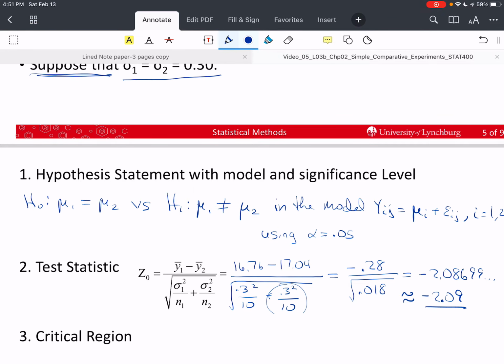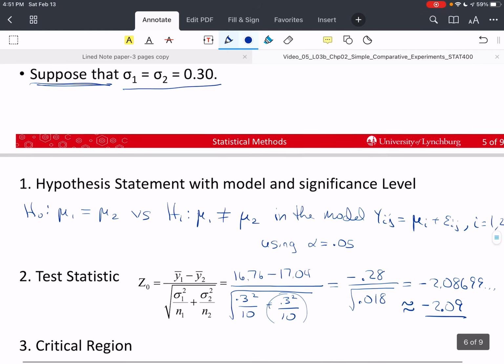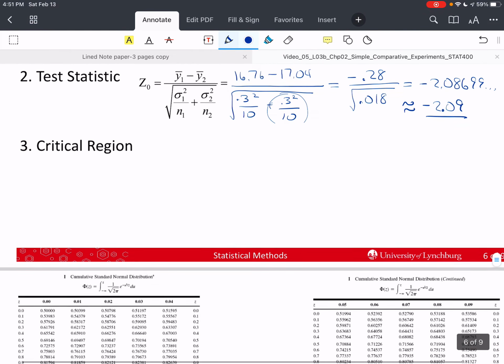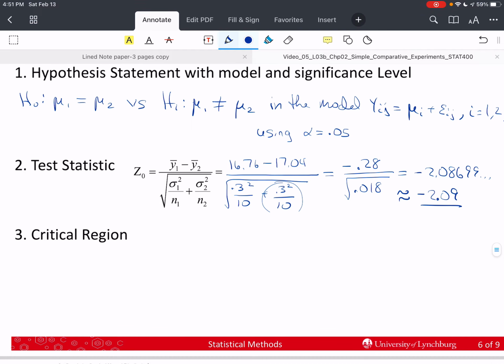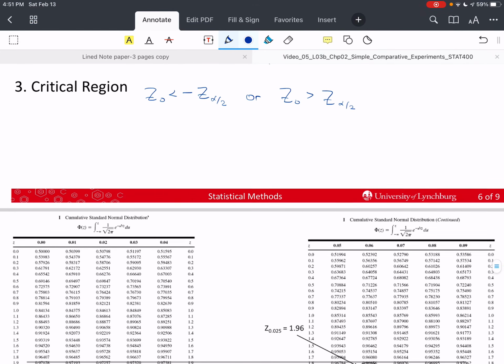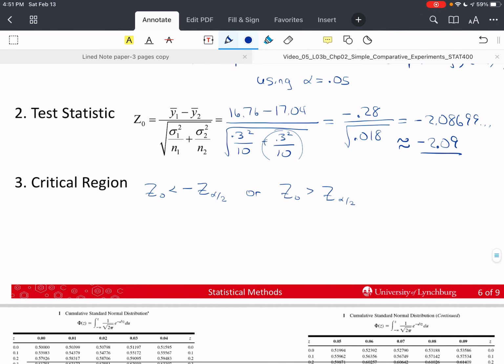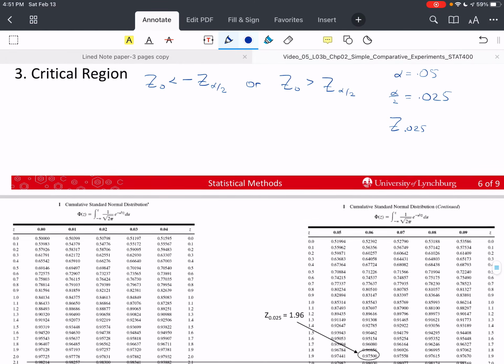Now, the critical region, all right? We look at our critical region and we say, okay, it's going to be Z naught is less than negative Z sub alpha over 2, or Z naught is greater than Z sub alpha over 2. Now, alpha is equal to 0.05, and alpha over 2 is equal to 0.025. All right? So we want Z sub 0.025, and so we can look this up.